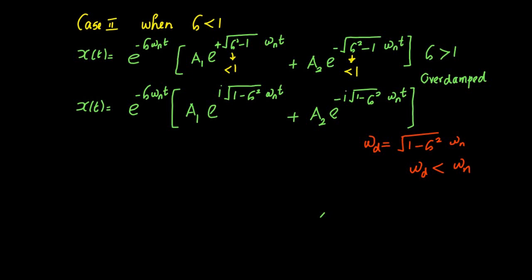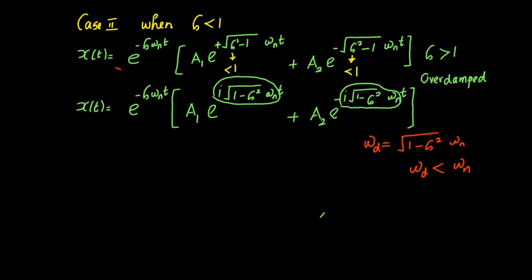Now, if you introduce omega d as root of 1 minus eta square into omega n, then you can rewrite this expression. And remember, what is omega d? It is the damped frequency, the frequency at which the single degree of freedom damped vibratory system is going to oscillate. Obviously, this entire expression is of the form e power i omega t, where omega is the frequency. This time it's the damped frequency.